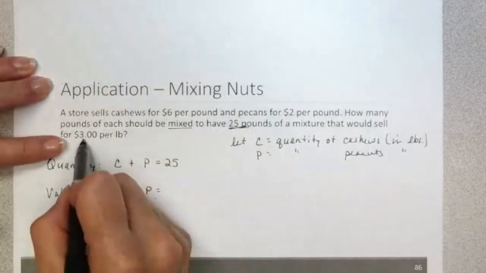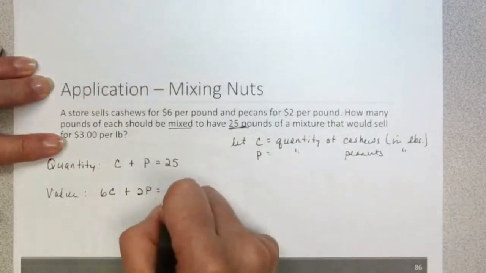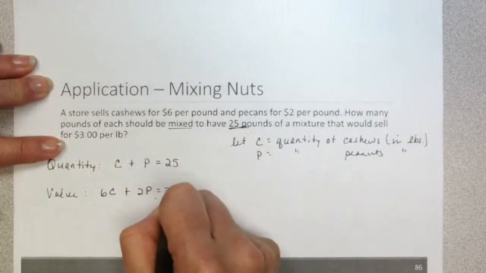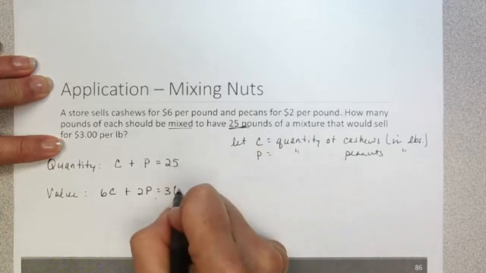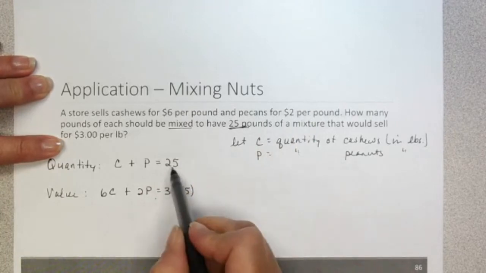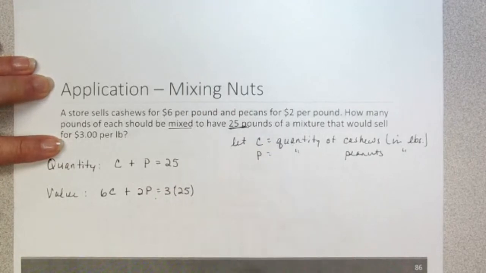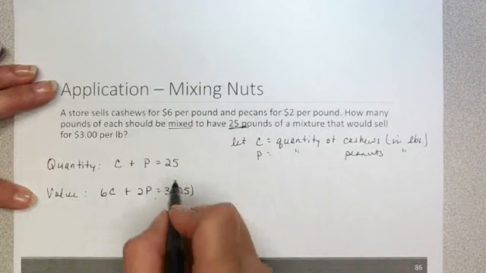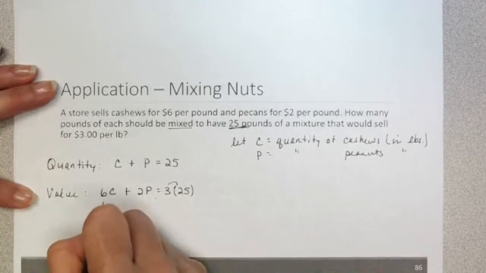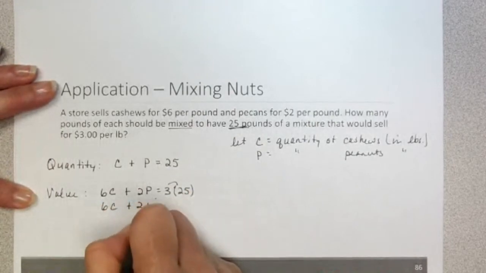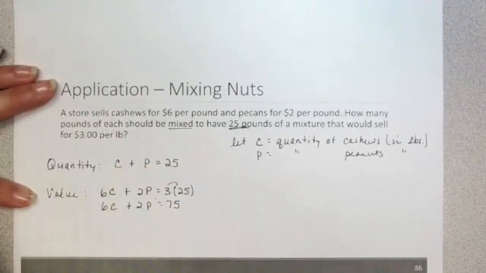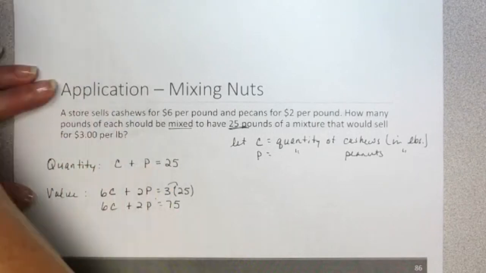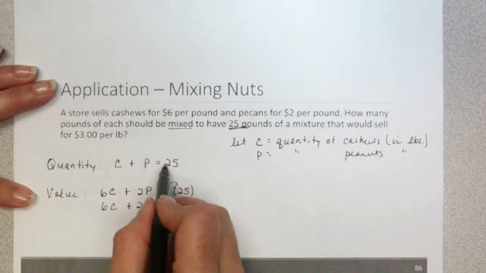What's my total value going to be? Well, I want to sell this mixture for $3 per pound, right? So it's going to be $3 times the total number of pounds. Do I know that? Yep, it's 25, because that's how much we want to have and how much we want to sell. All right, so there's my value equation. I can simplify it just a little bit. Let me distribute that 3. So 6C plus 2P equals 3 times 25, or 75. Okay, this is solved just like the others. We'll use, I guess, substitution.